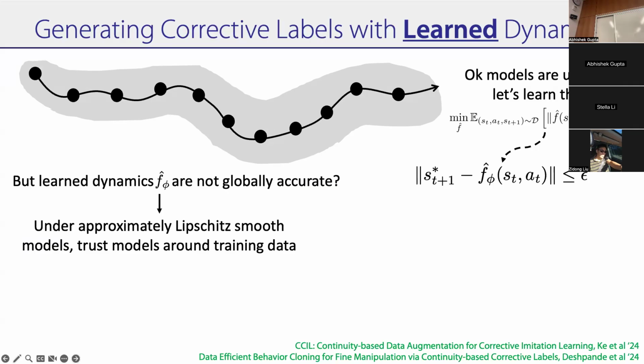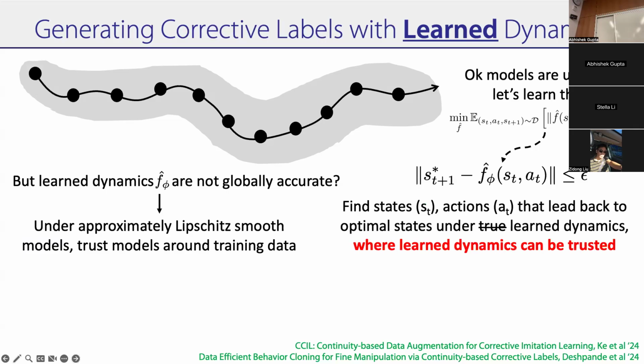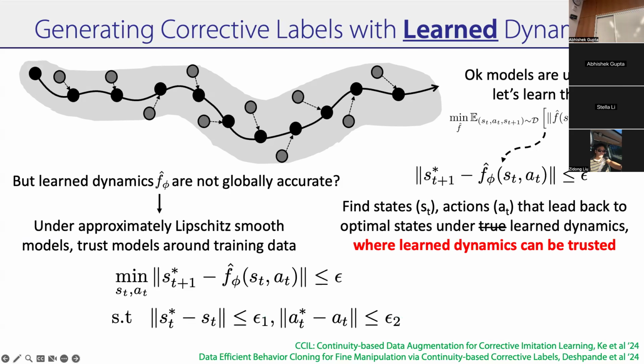So the point here is that we want to get back to the training data. F hats are not great everywhere, but if they're smooth, they can be trusted in some region around the training data. So the first thing is let's learn smooth dynamics. The second thing is we're only going to solve this equation in regions where the dynamics model can be trusted. Let's not get labels everywhere; let's only collect labels in the regions where the dynamics model can be trusted. So you solve an objective like this, which says find the corrected label using F hat, but only do it in things that are close to the training data.